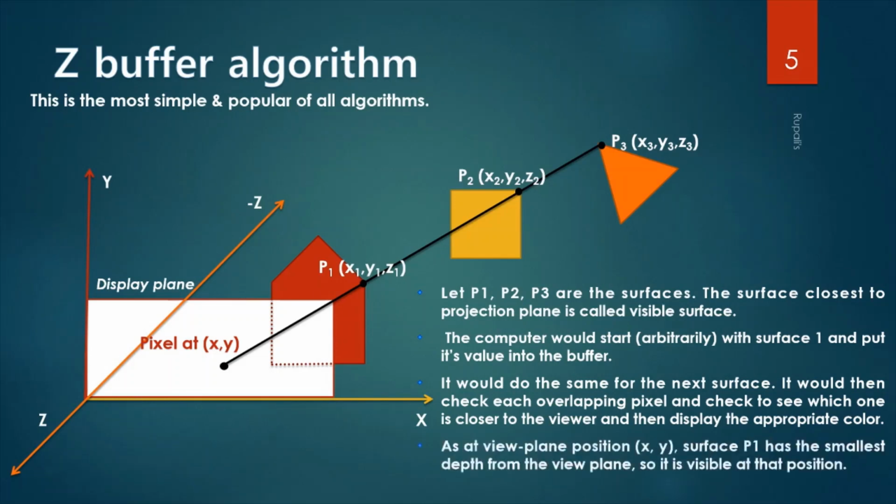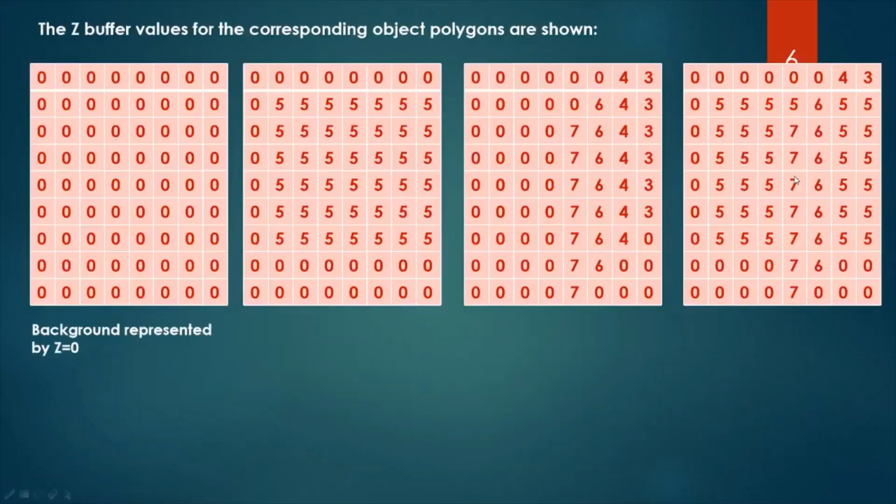At view plane position x, y here, surface P1 has the smallest depth because the P1 surface is closer. So P1 has a smaller depth than P2 and P3. It has the smallest depth from the view plane, so it is visible at that position.